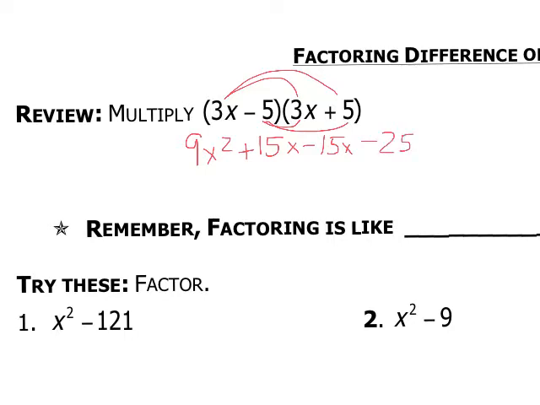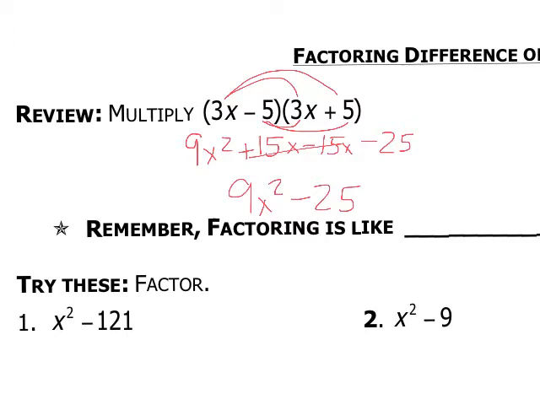What happens when I combine like terms here? 15x and negative 15x are gone, and I'm just left with 9x squared minus 25. What's special about that? The x's cancel out. How many terms do we have here? Two. So this is special.